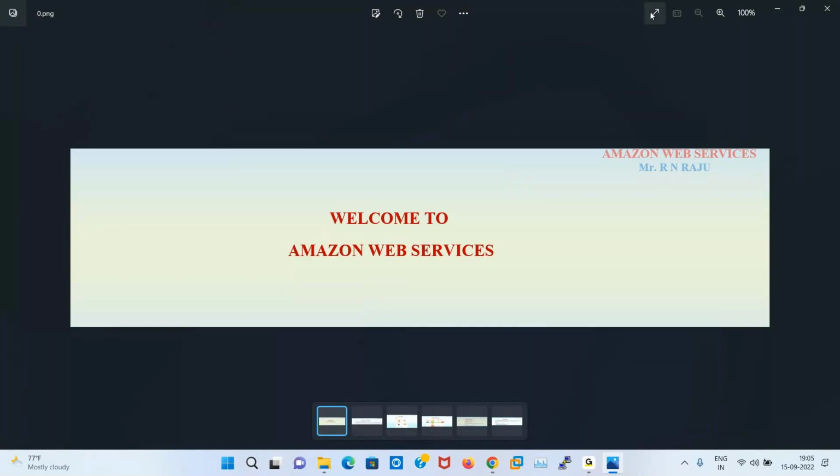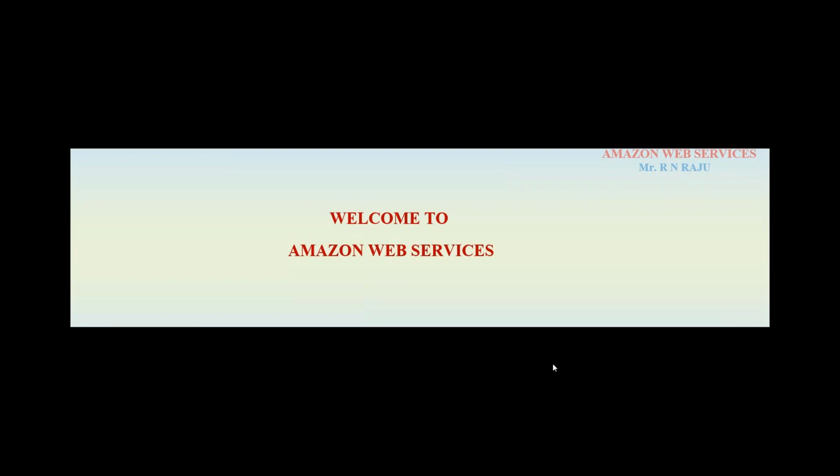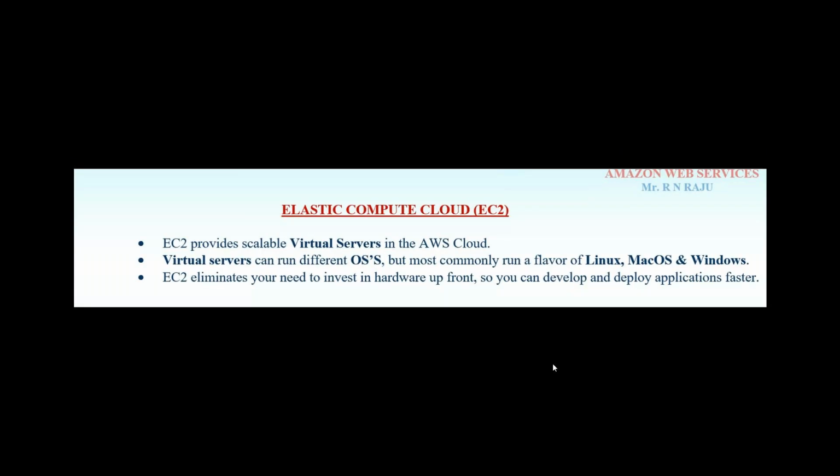So today in this lecture we are going to discuss the first AWS service, Amazon EC2, which is Elastic Compute Cloud. EC2 has double C, that's why it is called EC2, Elastic Compute Cloud. Right. What is EC2? EC2 provides scalable virtual servers in the AWS cloud. I mean, if you want to create any Linux server or Windows server or Mac OS, then you will go to EC2 and create it.